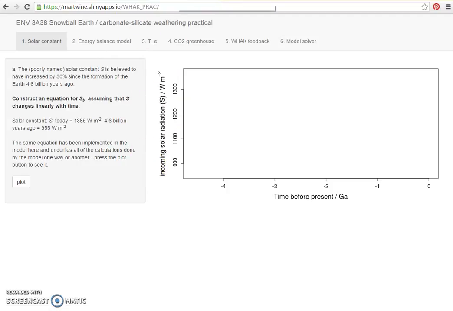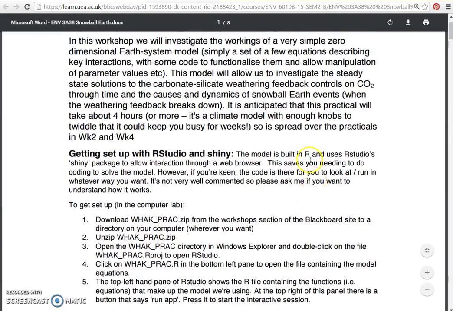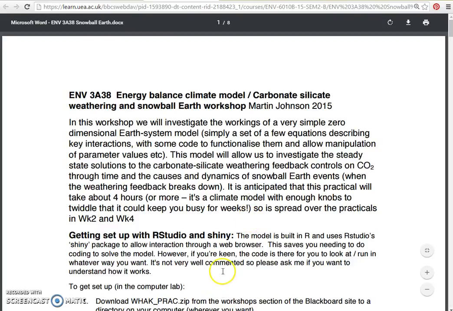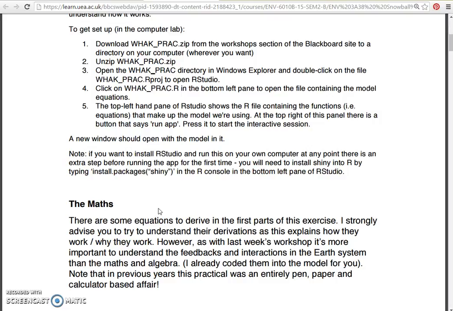So we'll run through the question sheet question by question. If you remember, the first page of the question sheet just explained how to get the model up and running. That should now be quite simple. The reason that this interactive model was developed was to replace some of the numerical exercises that previously ran in the module, where students would sit with pen and paper and calculator and plug and chug through the same equations to derive different states of the Earth system in terms of temperature and energy balance through a Snowball Earth event.